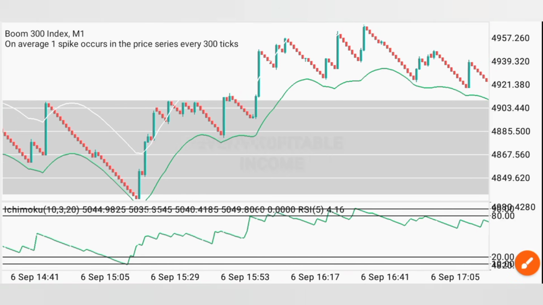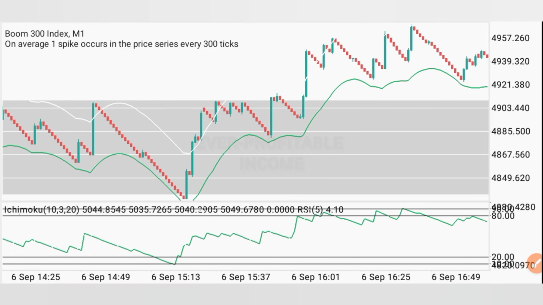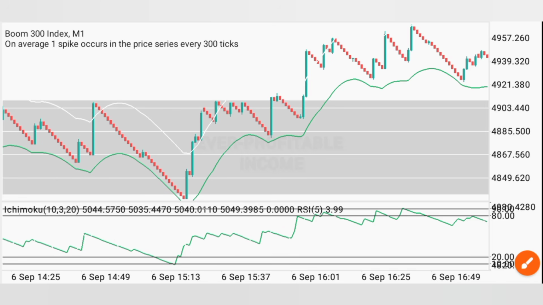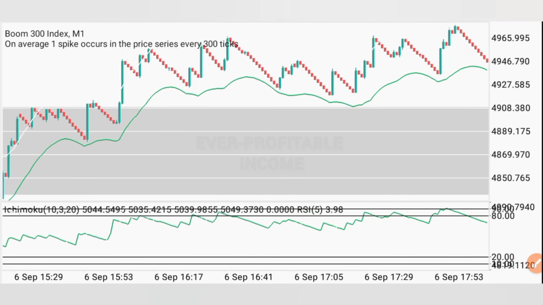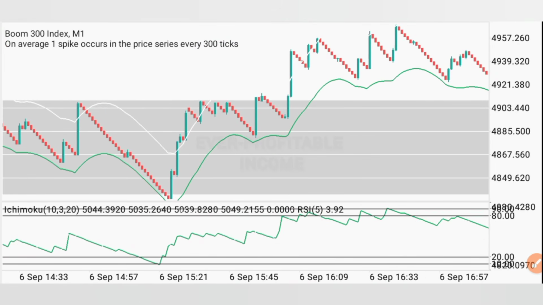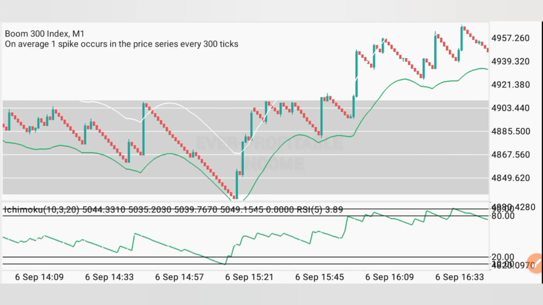The spike came in. And to be sure that at this very point the spike is going to occur, ensure that your Ichimoku doesn't move from level 10, like we always check. When you move your chart, ensure that it does not leave level 10. Okay, let me move my chart. Ensure it doesn't leave. Can you see that? It doesn't leave. So that is a sure signal that a spike is definitely going to occur at that level.